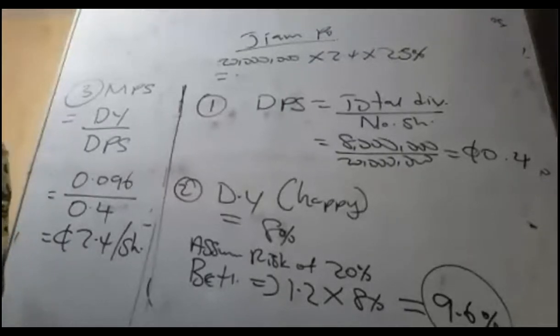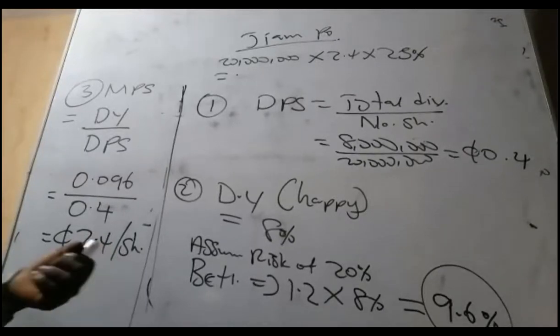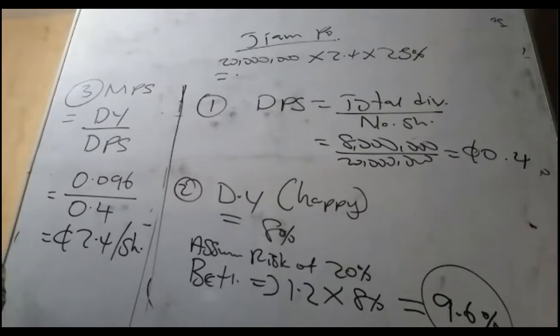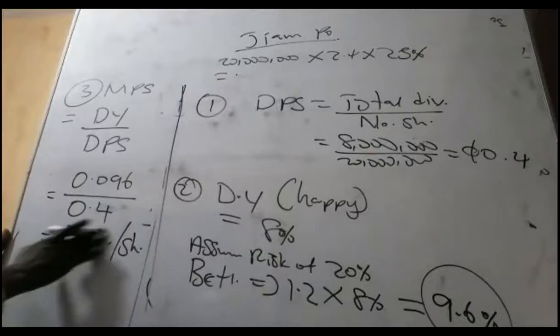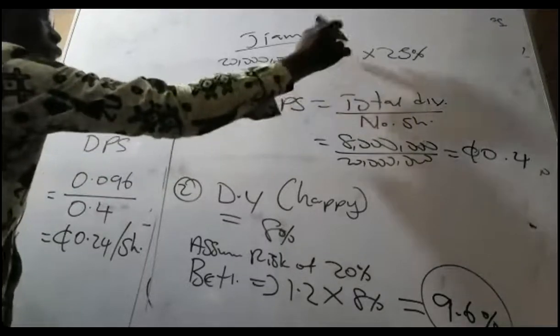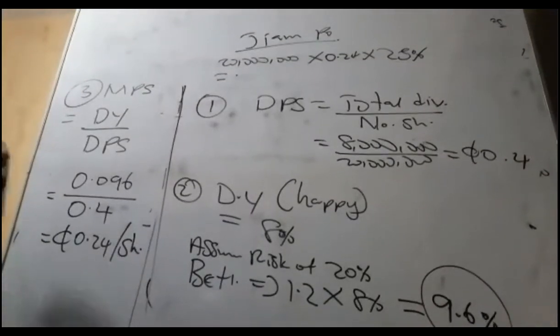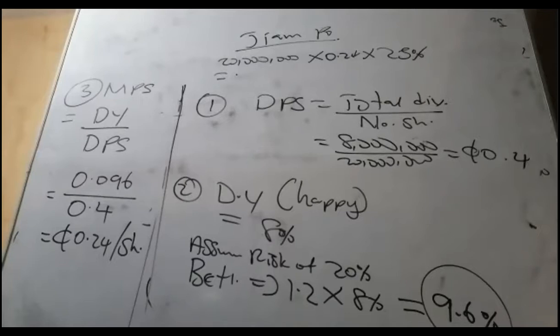What about the discounted cash flow technique? I guess when you divide by 0.4, we are getting 0.24. Let me see, divided by 0.4. Please, this answer is 0.24. Should be 0.24. Okay, that's the share price. Okay, thank you. Good.